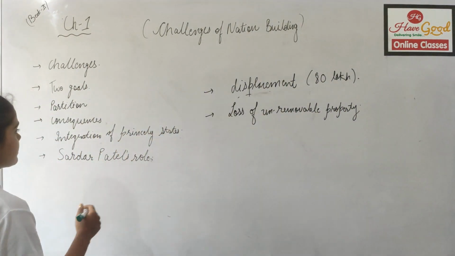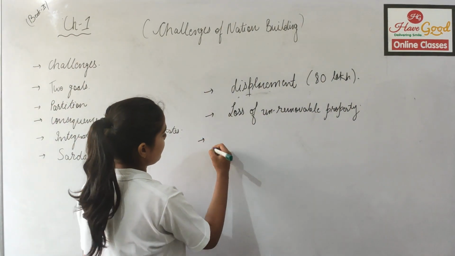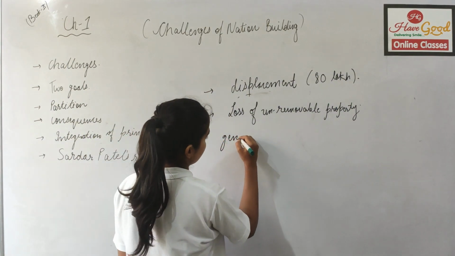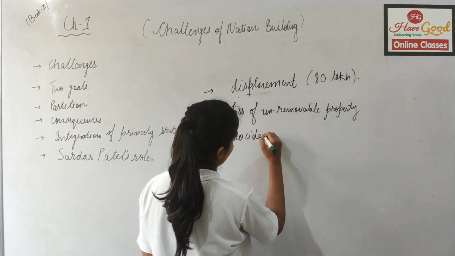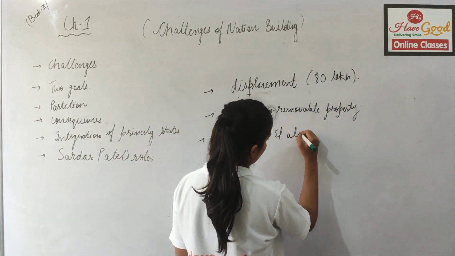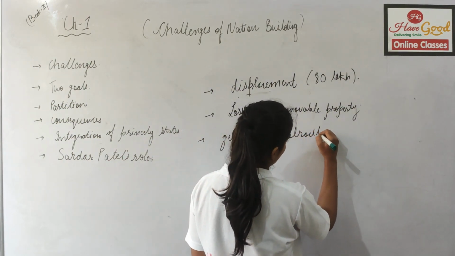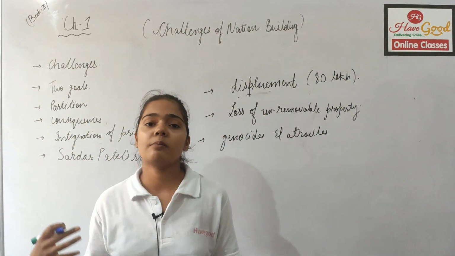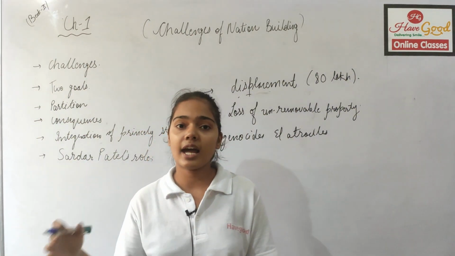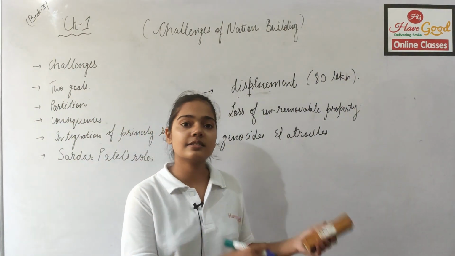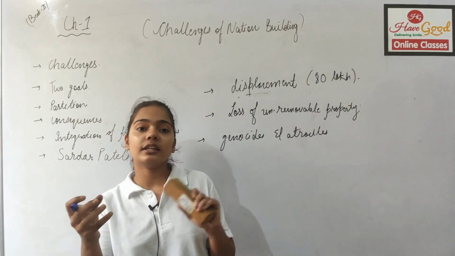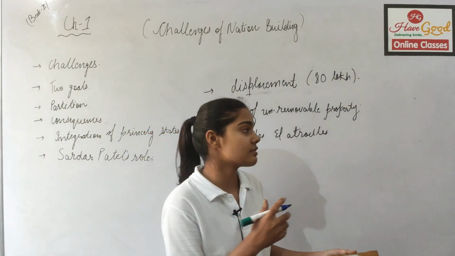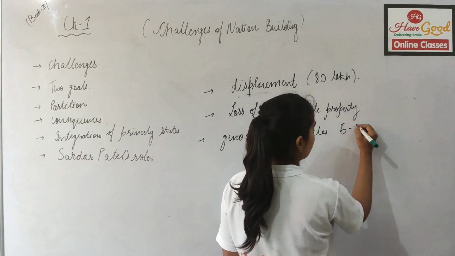Okay, the next consequence is genocides and atrocities. Genocides and atrocities were another major problem, because 5 to 10 lakh people were killed in these riots, in the violence in the fight between Hindu and Muslim. Approximately 5 to 10 lakh people were killed.